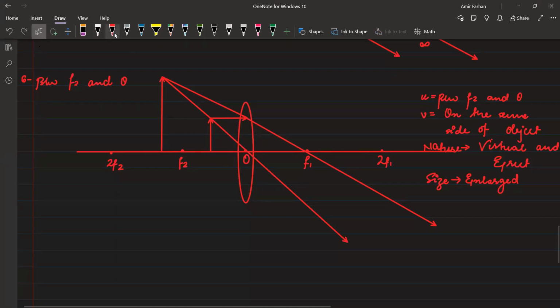So these lines that I've extended in the backward direction will be drawn with a dotted line, you can say a dash line. Because I don't have a dash line in this case, I've drawn them with normal lines, but you have to use the dash line. Whenever you draw the extended line, you have to draw it with a dashed line.